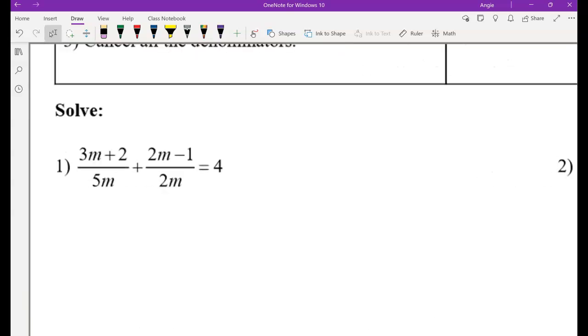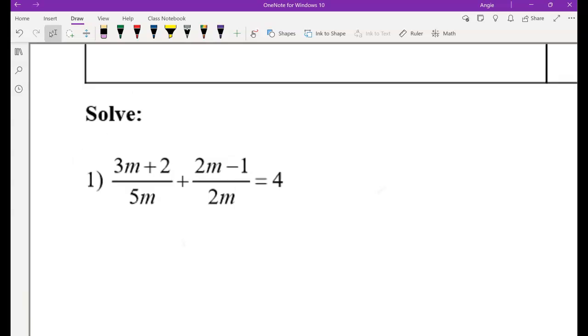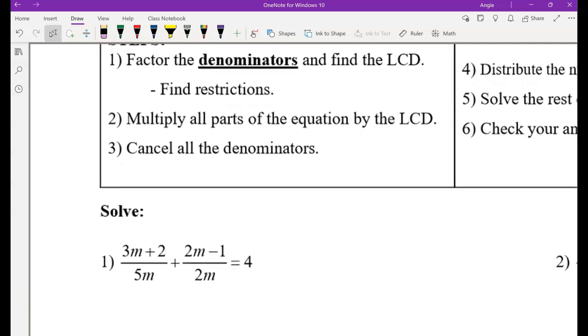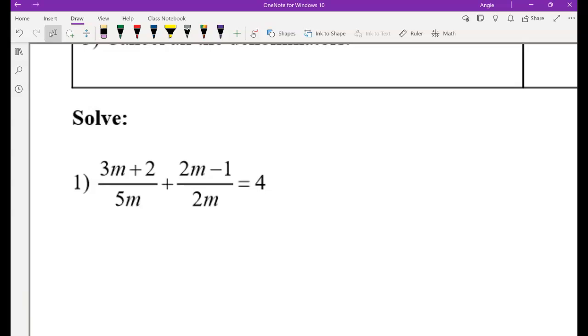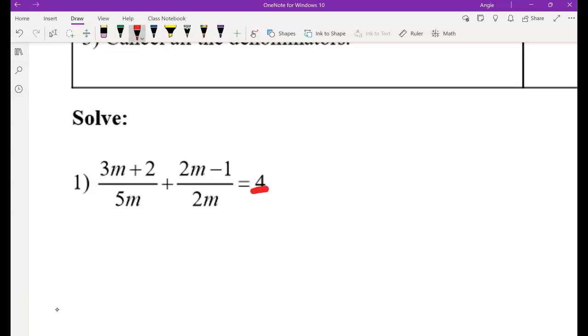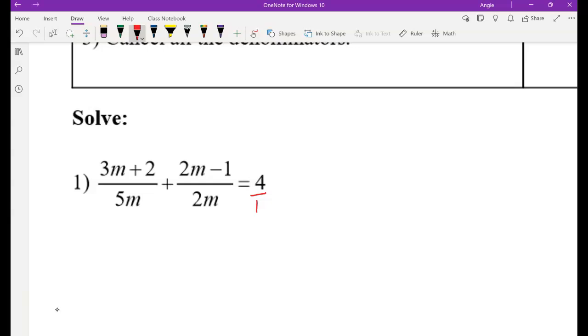So here's number one. It says (3m + 2) over 5m plus (2m - 1) over 2m equals 4. Now remember, step number one says factor all of your denominators. Well, the denominators, guys, are 5m and 2m. This one doesn't have a denominator, so technically we can put it over 1, just like this.